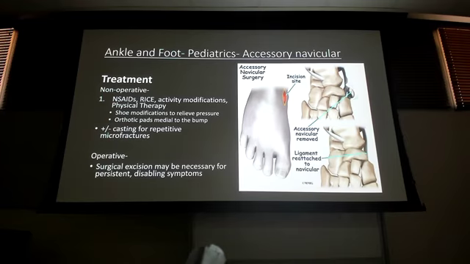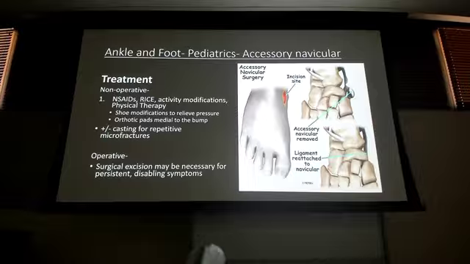Once again, I feel like a broken record. We're going to start with non-op treatment: anti-inflammatories, RICE, activity modification. We recommend shoes that don't put any pressure on that area, or we can use shoe modifications. I've seen people put a donut on there sometimes. There are certain pads that we can place over it. If it's more chronic, we look at casting for those microfractures.